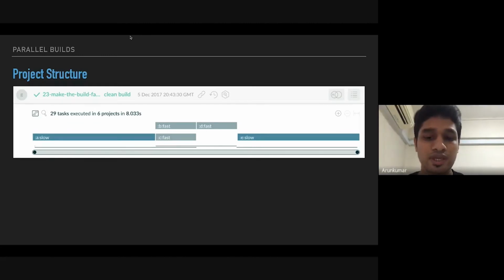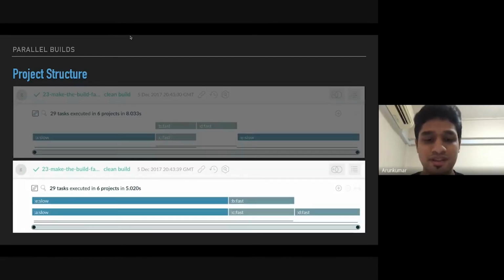So through little tweaking, we determine that E is actually not dependent on D or B or anything. We don't need any dependency on the other projects. So when we make that change, what happens is that A and E start executing in parallel, and similarly, the same way before, B and C are executing in parallel, and finally D. Now, what happens here? We reduced our build from 8 seconds to 5 seconds here, which is a considerable win.